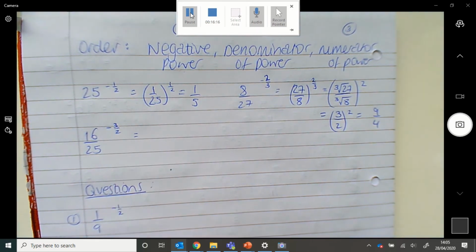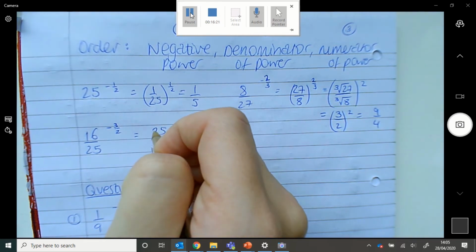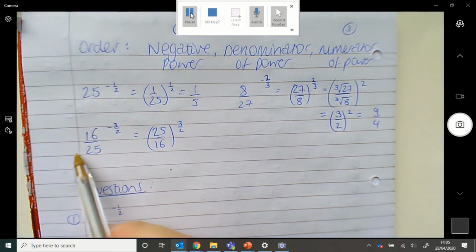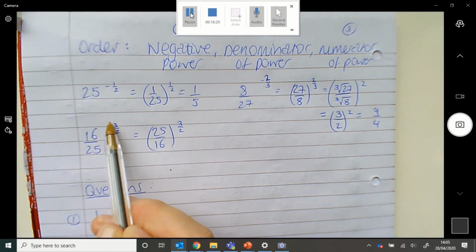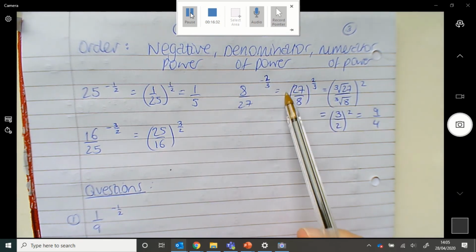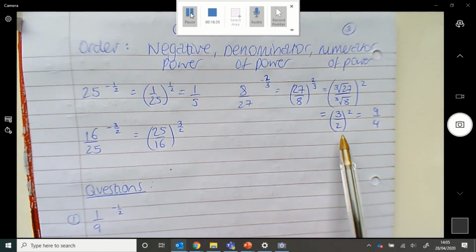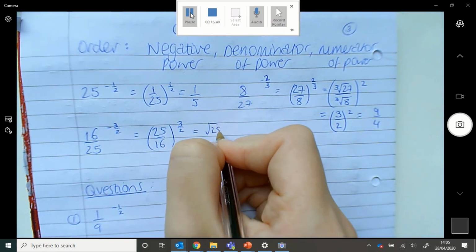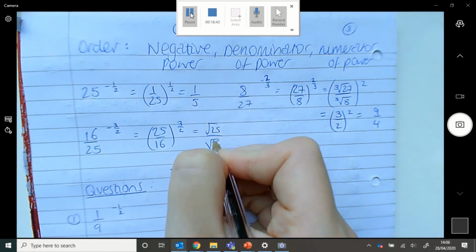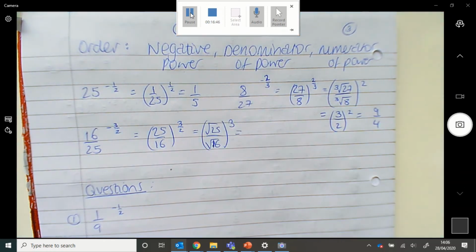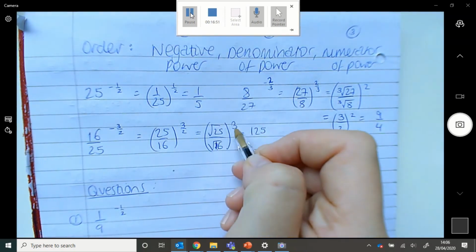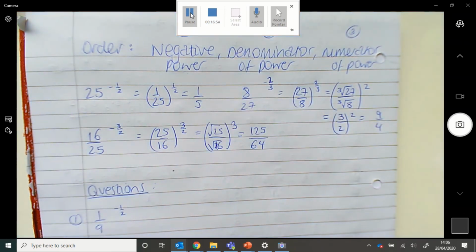Final example, 16 over 25. Do the negative bit first, so I find the reciprocal, 25 over 16. I've still got that power of 3 over 2. Notice when I find the reciprocal, it's just the fraction that flips over, the power stays the same. Okay, really, really important there. This tells me to square root in the denominator, so I need to do the square root of 25, the square root of 16, and I need to cube it. 5 cubed is 125, and 4 cubed is 64.